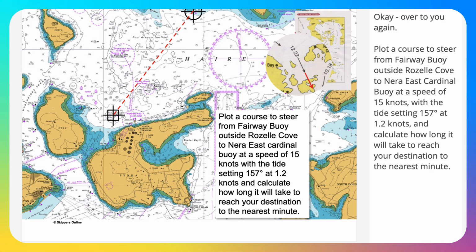Okay, over to you again. Plot a course to steer from Fairway Buoy outside Roselle Cove to Nearer East Cardinal Buoy at a speed of 15 knots with the tide setting 157 degrees at 1.2 knots, and calculate how long it will take to reach your destination to the nearest minute.